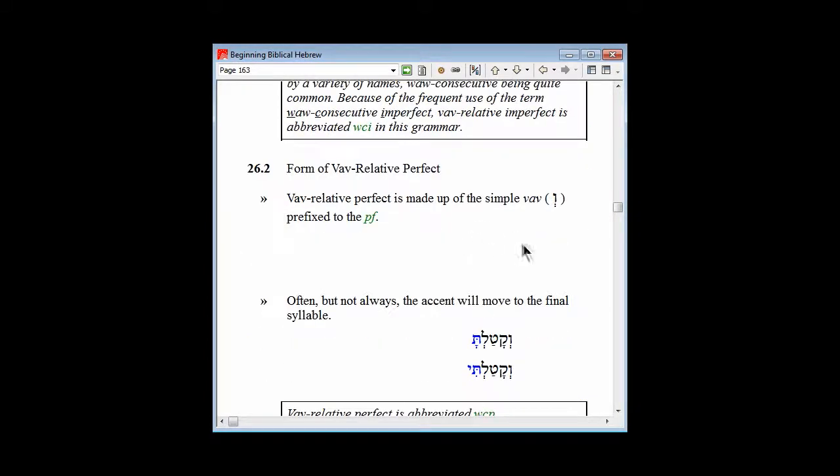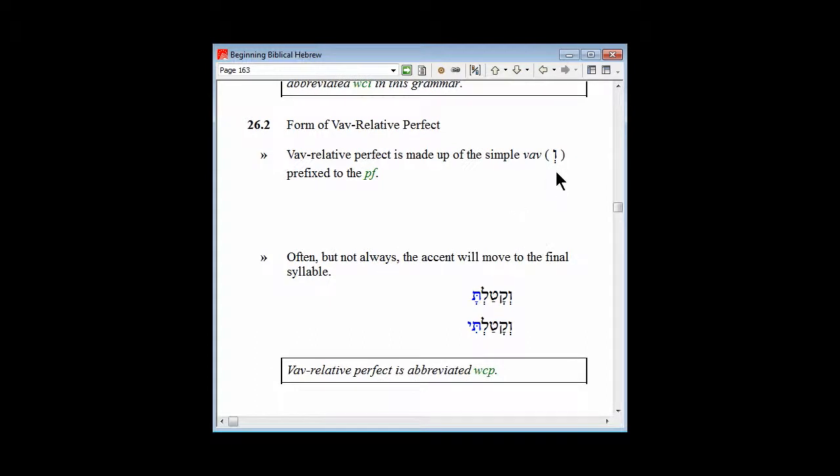And we also have a vav relative perfect. This is the simple vav, the normal one, vav with shva, and it gets attached to a perfect verb form. So down here we have ve katalta, ve katalti. Now, in this case, it might be worth noting that the accent will occur on the last syllable. But to be honest with you, I don't think you even really need to know that, because as I will point out in the grammar video, when you see a vav with a perfect, it's going to be one of two things.